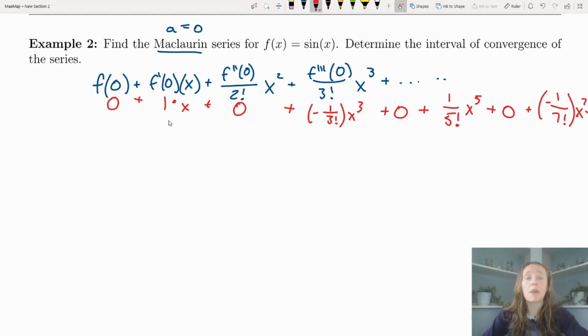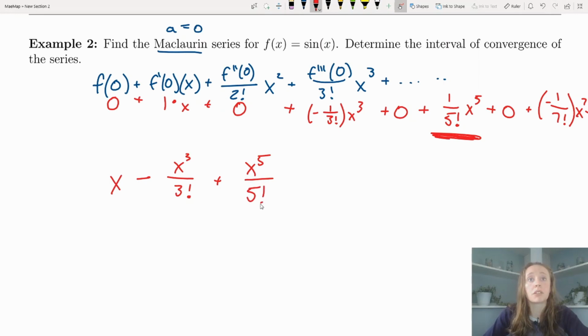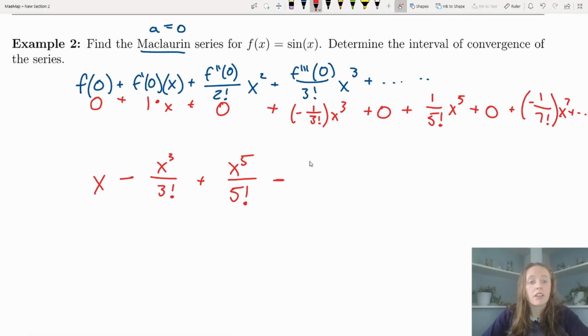So the pattern we're going to do is I'm only going to take the non-zero terms. So my first non-zero term is 1 times x, which is just x. My next non-zero term is subtracted. So I'm going to subtract 1 over 3 factorial times x cubed. So I'll just write that as x cubed over 3 factorial. My next non-zero term is a positive. So I'll be adding that to 1 over 5 factorial times x to the 5th, or simply x to the 5th over 5 factorial. Then my next non-zero term goes back to being a negative. So then I'm going to be subtracting again that x to the 7th over 7 factorial, and so on.